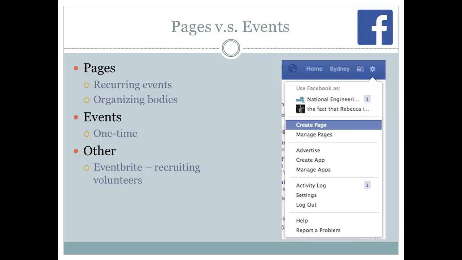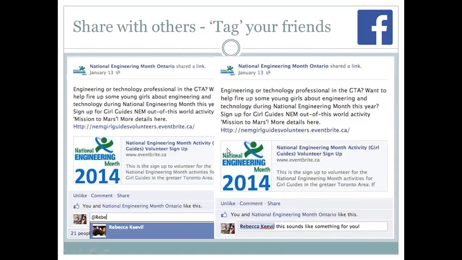So that's handy. And here's just a little thing to show you. You go into the little gear here and go create page. That's pretty easy if that's what you want to do. Another thing you can do is to tag your friends. This is one way to share content with others.